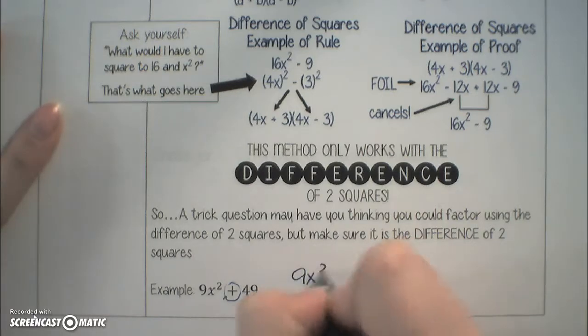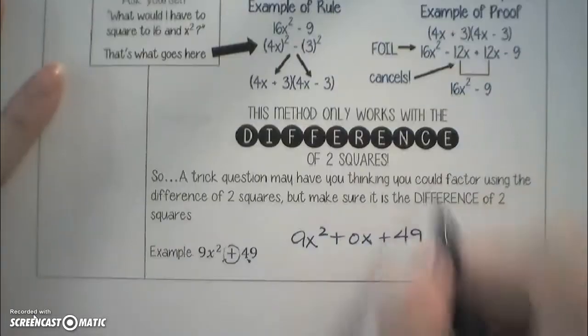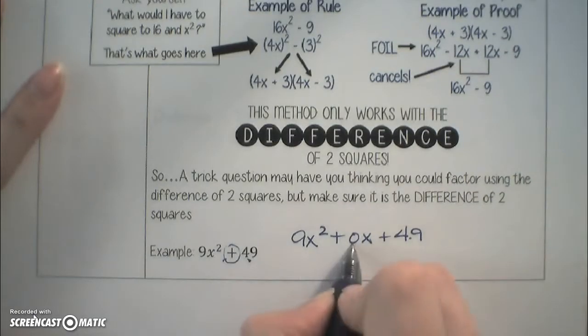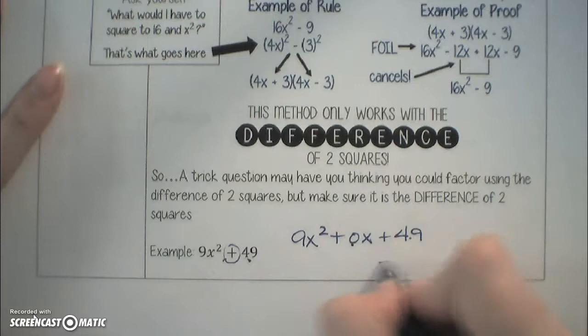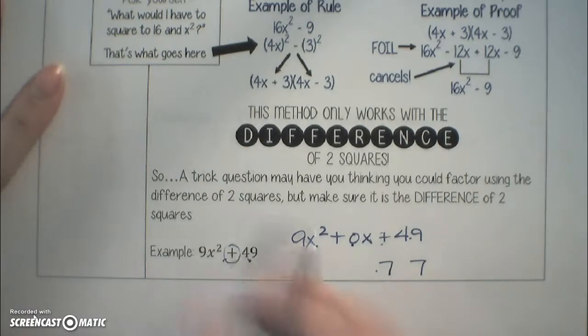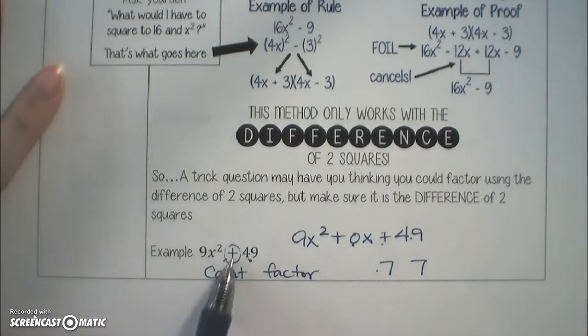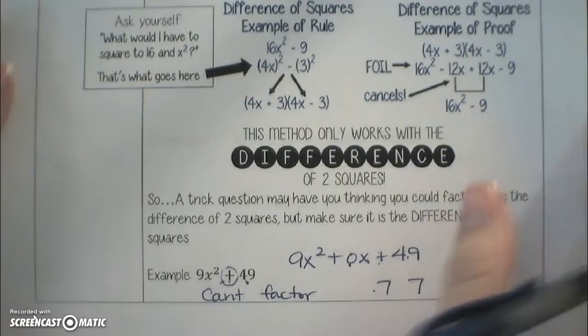So let's just look at it like if we truly had a middle term in there. What would be the factors of 49 that could add to get nothing? Well, it would have to be 7 and 7, but one of them would have to be negative. But that's not going to multiply to get us a positive. That's why this is not possible. You can't factor. Can't factor when it is a sum of squares.